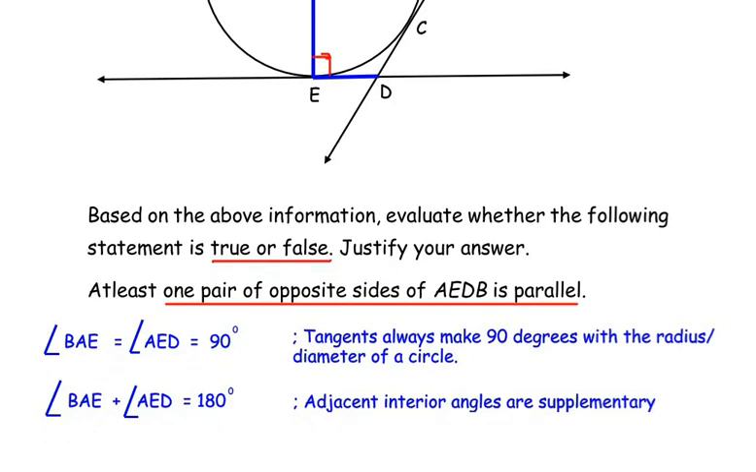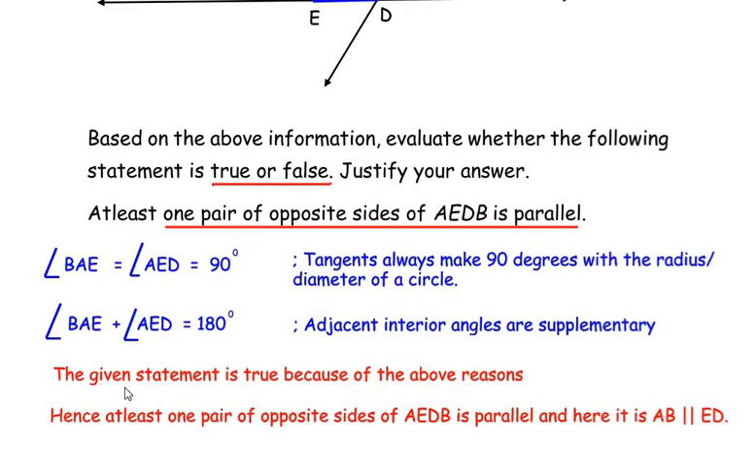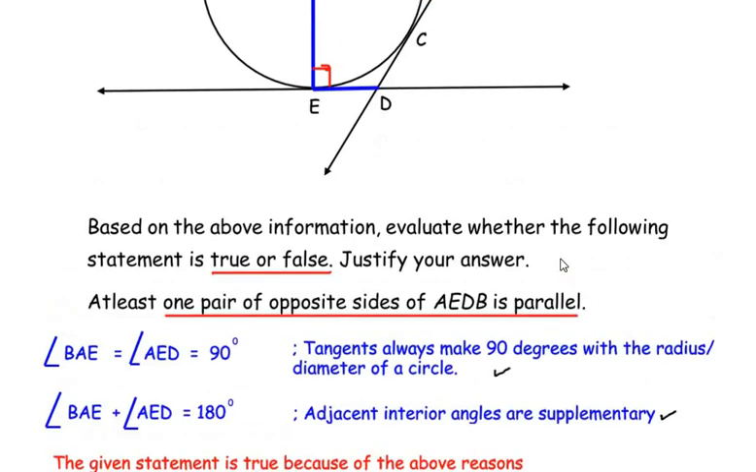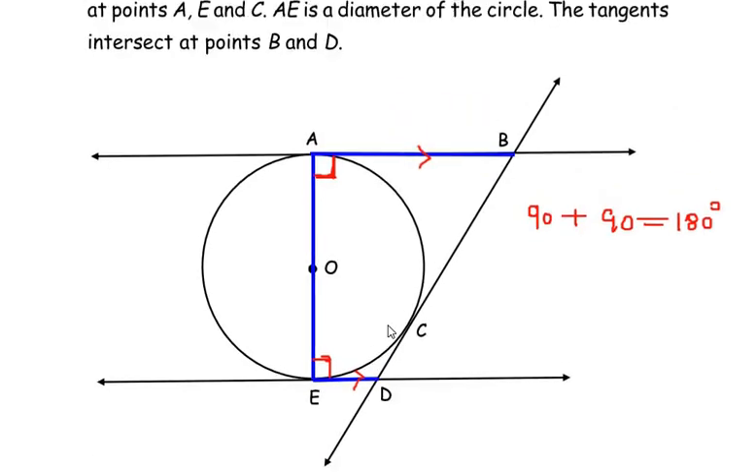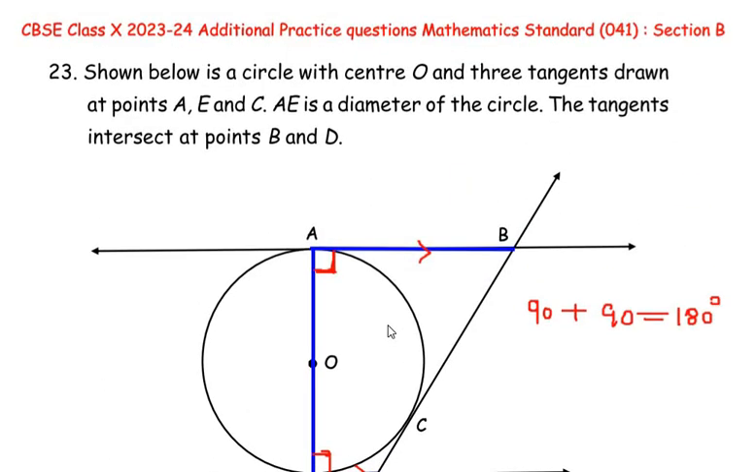So let me write here. We have to write that the given statement is true because of the above reasons, the first reason and the second reason. Hence at least one pair of opposite sides of AEDB is parallel, and here the opposite sides which are parallel to each other are AB and ED. So it is going to be AB parallel to ED. So here to solve this example, we have made use of the properties of parallel lines and the tangent theorems.